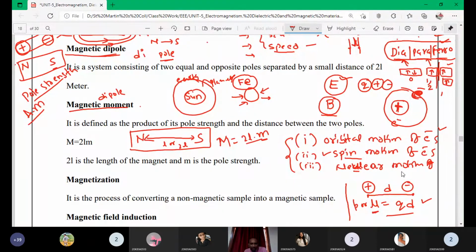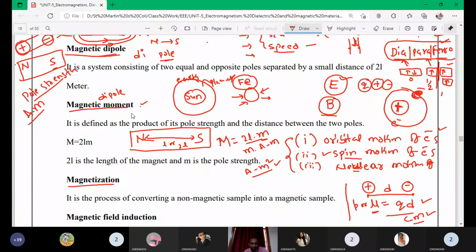Length is in meters and magnetic pole strength units are ampere meter, so the total units are ampere meter square for the magnetic dipole moment. Electric dipole units are coulomb meter, and magnetic dipole moment units are ampere meter square. Now next one is magnetization.